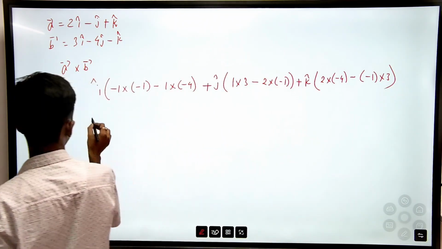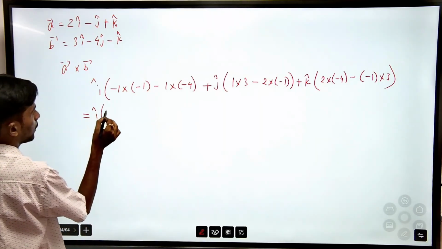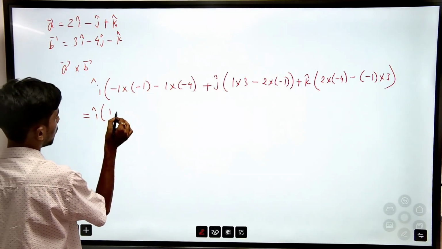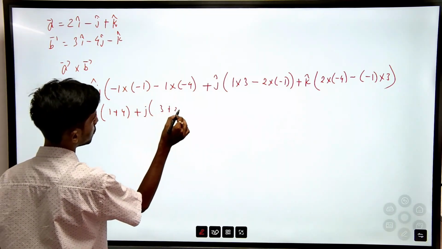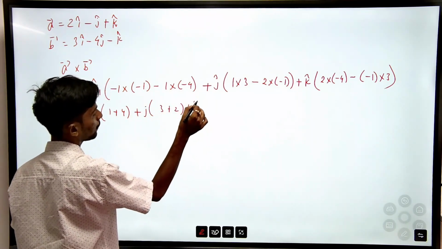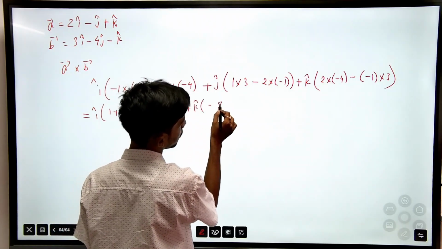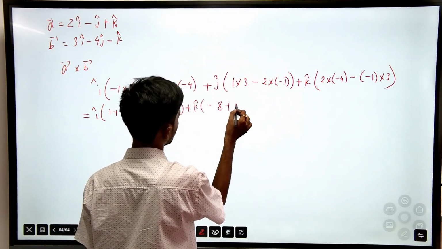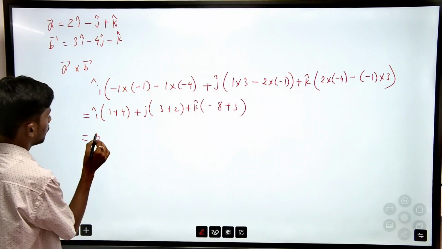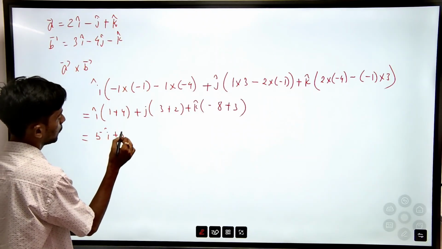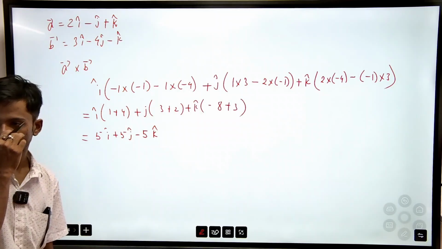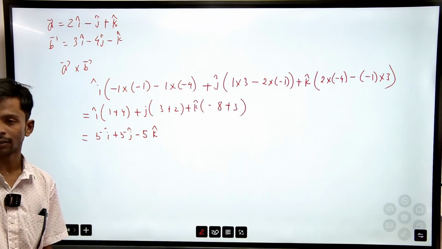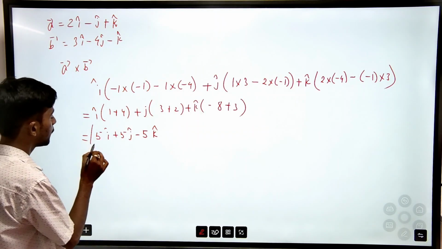So if you are solving this, i cap is nothing but -1 plus 4, j cap 3 plus 2, k cap 2 times 4 is 8 plus 3. So you are basically getting 5i cap plus 5j cap minus 5k cap. This is the cross product, right? But you have to find a unit vector, no? So just find the unit vector of this vector.